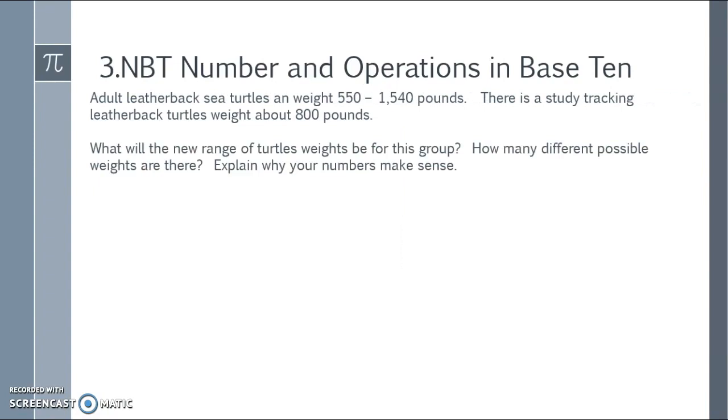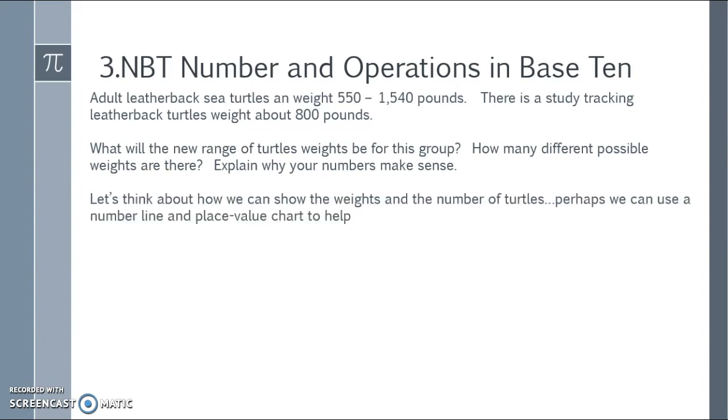So adult leatherback sea turtles have an average weight of 550 to 1,540 pounds. There is a study tracking leatherback turtles' weight, about 800 pounds. What will the new range of turtle weights be for this group? So we have an average weight and then we have weights of the ones that they've been tracking. How many different possible weights are there? Explain why your numbers make sense.